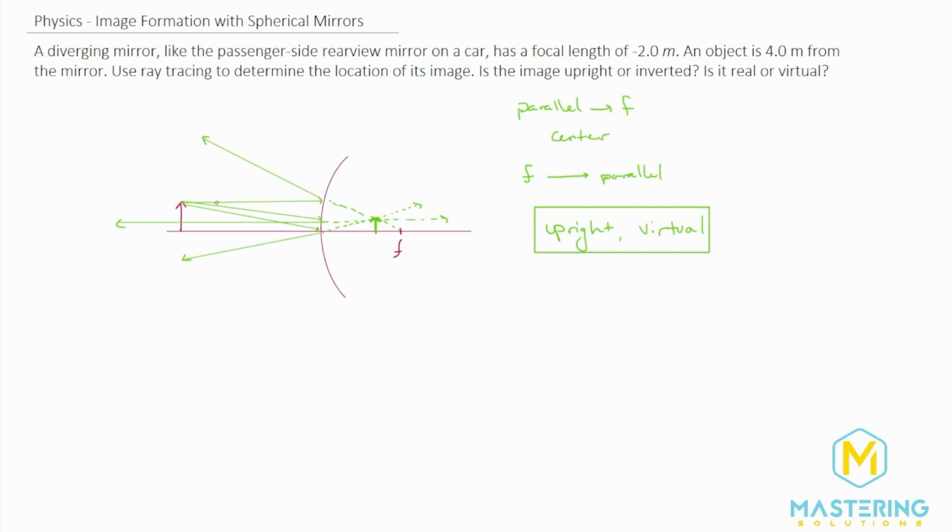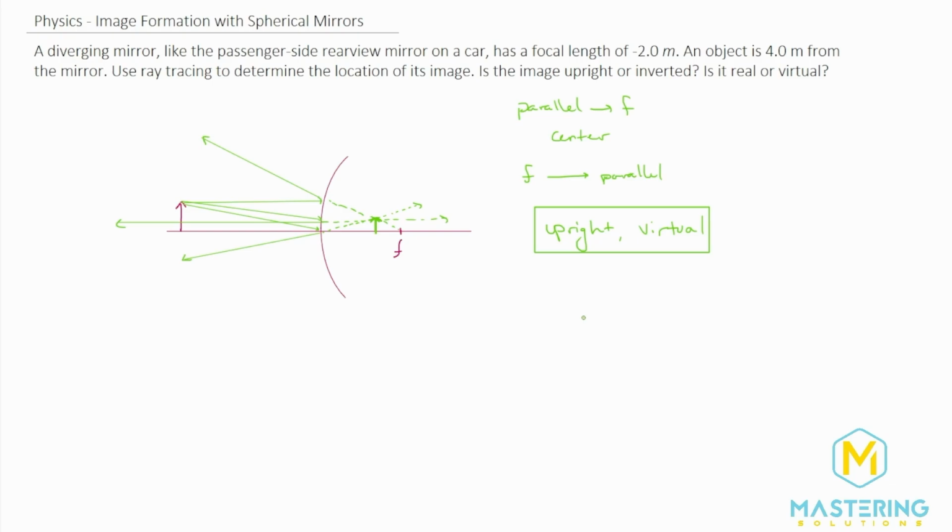And you can see how we drew the ray tracing that we also got some minification, meaning the image is smaller than the object. And that makes sense if you've ever seen a convex mirror in like a store or something like that. You look smaller when you look into it. And we just proved that with our ray diagram.